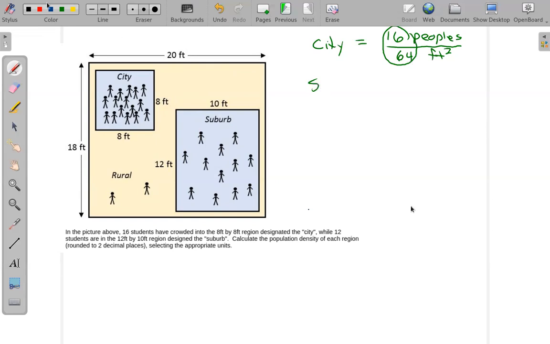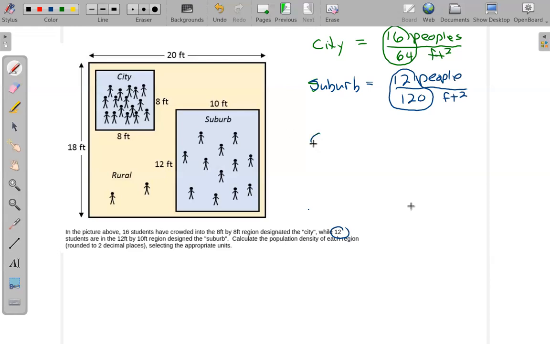And then we have our suburban. And there we have 12, 2, 4, 6, 8, 10, 12. Yep, looks good. 12 is given down here too. And they have a little bit more room to play. So they're in a 10 by 12 or 120 square foot area, right? Feet times feet is square feet. So then this calculation would be how we could get their unit rate for the population density.